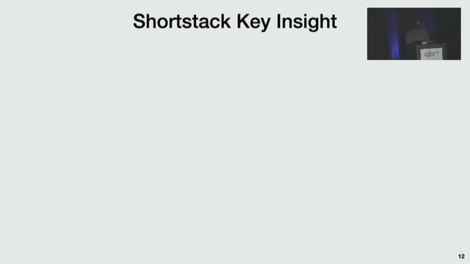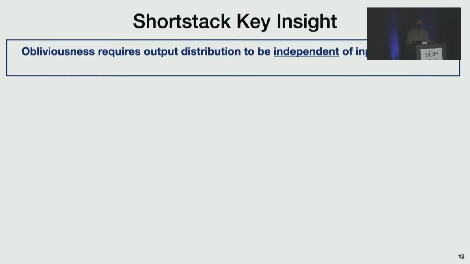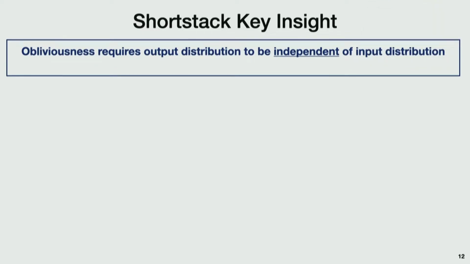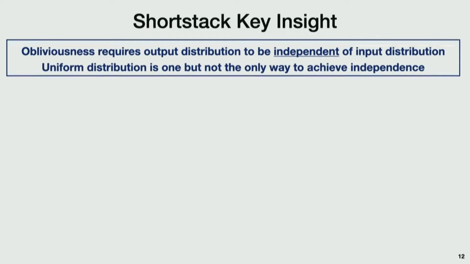The key insight behind SHORTSTACK is as follows. Obliviousness only requires that the output distribution be independent of the input distribution. Now, the uniform distribution that all the existing techniques achieve is one but not the only way to achieve independence.